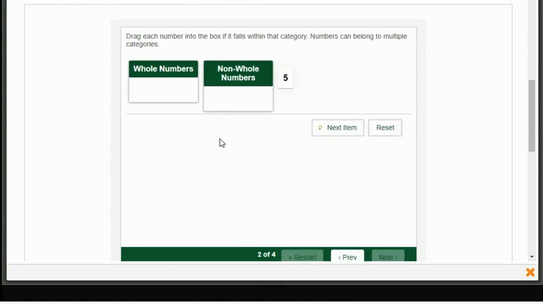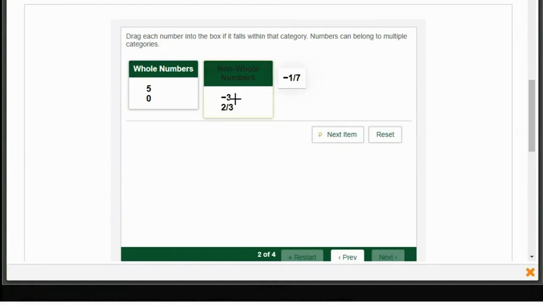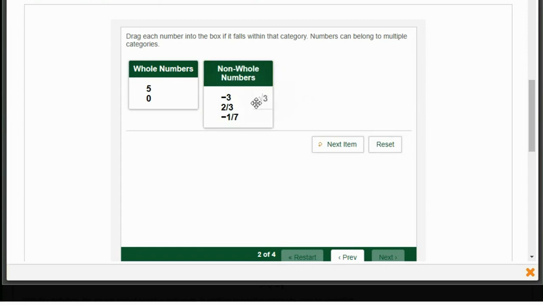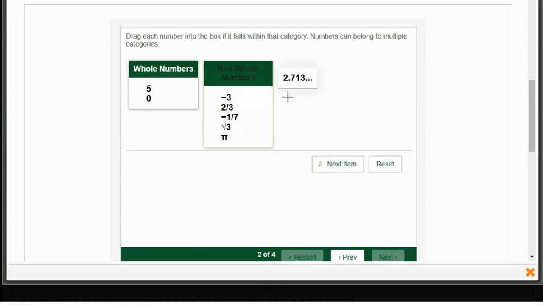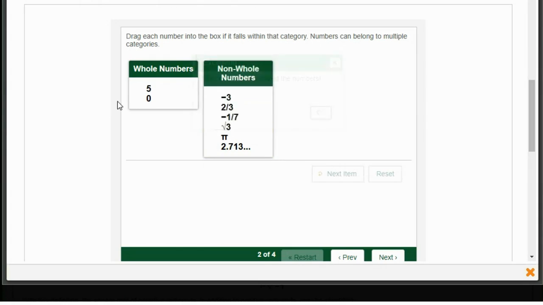So then you can go and say, okay, what about whole numbers? Well, that's easy. 5 is a whole number. 0 is a whole number. -3 is a whole number. Oh, I'm sorry. Whole numbers are not negative. 2/3 is not a whole number. That's only 2/3 of a number. -1/7. Square root of 3 is not a whole number. Pi is not a whole number. So it's just 0 and 5.